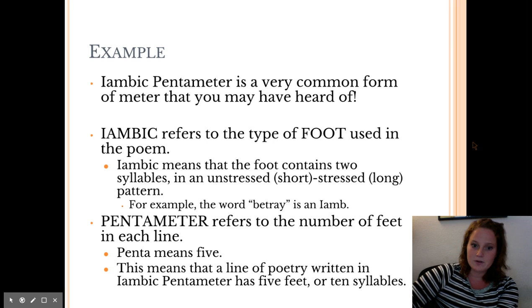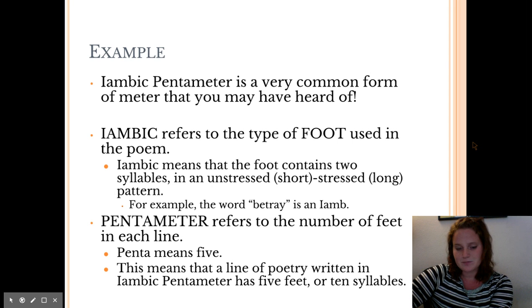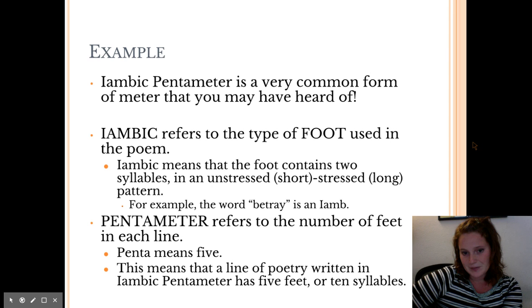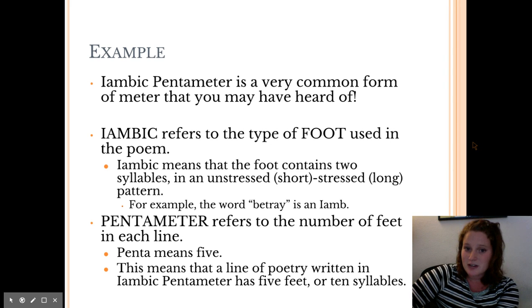An example would be the word "betray." The first thing I'm going to do to figure out the foot here is look at how many syllables are in the word betray. I know that it can break down into two syllables, "be" and "tray." When I read the word normally, "betray," I notice that I am more forceful when I say the second syllable. It sounds more normal to say "betray" than it would to say "BEtray," putting the emphasis on the first. So, knowing that betray is an unstressed and then a stressed syllabic pattern means that it's an iamb.